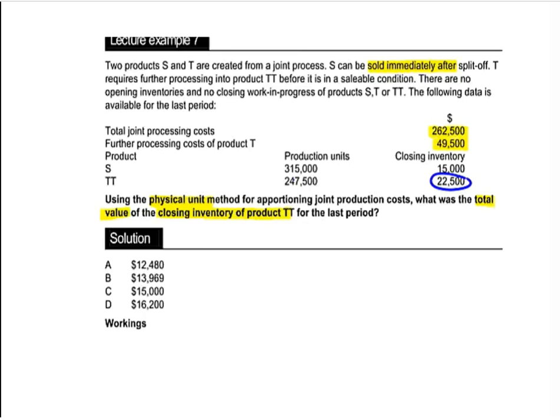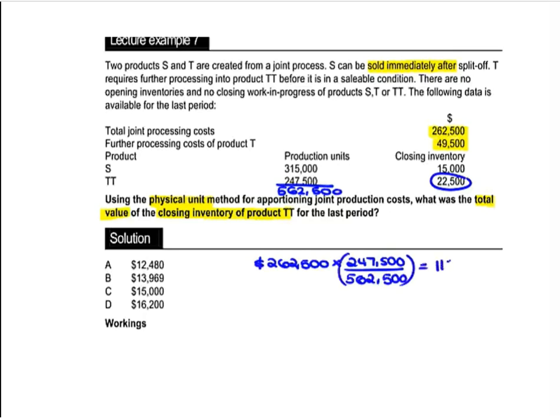So in total, the number of units that were produced are 562,500 units. So of the joint process costs of 262,500, 247,500 out of 562,500 will be allocated to TT.